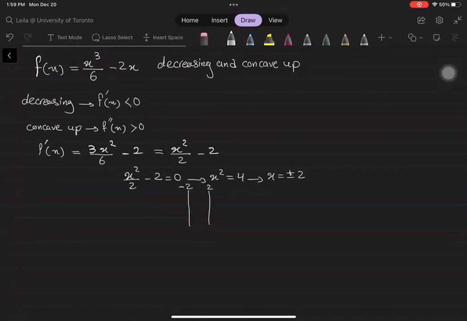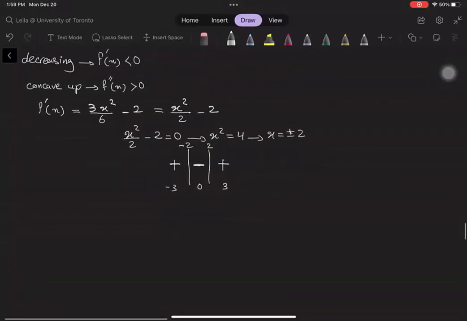Now you can put a number that's between them. So if you put, for example, 0, 3, and then -3, you'll see that these two are positive and this one is negative. And then since you want smaller than 0, this is the interval you want. So for decreasing, you have from -2 to 2.